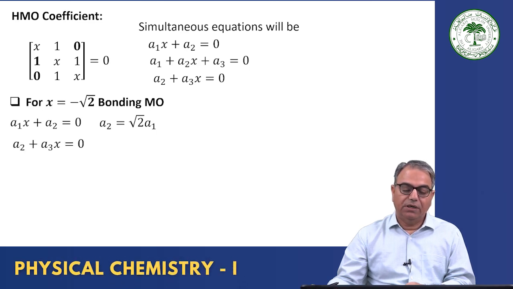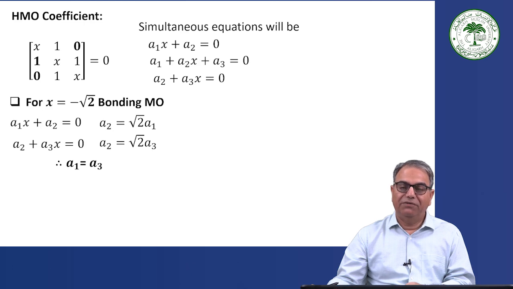Then use the third equation, A2 plus A3x is equal to 0, and what does it mean? It means that A2 is equal to root 2 A3. If you look at these two equations, A2 is equal to root 2 A1 and A2 is equal to root 2 A3, what does it mean? A1 and A3 are equal. So we conclude that A1 and A3 are equal.